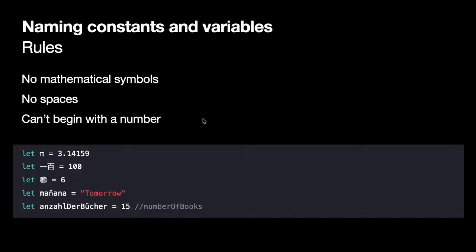When we're picking names for our constants and variables, there are rules, which are requirements, and then there's best practice. The rules are that you cannot use mathematical symbols, because that would confuse the compiler. You cannot use spaces, and you cannot begin names with a number. You can use Unicode, including emoji symbols, for your names. That can make it easier for writing code when you're writing in a non-English language. However, you can take it too far. Using emoji symbols for a variable name is not a good idea.